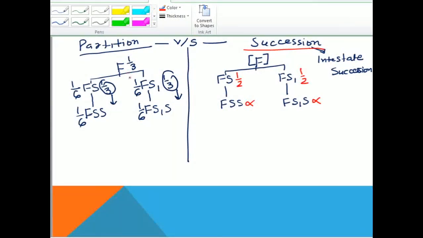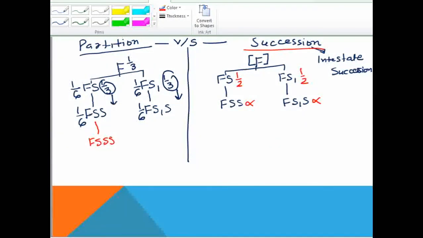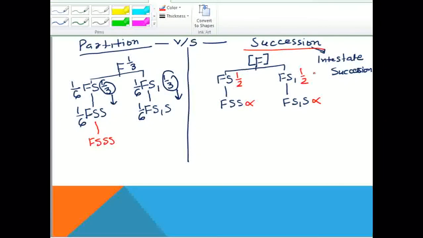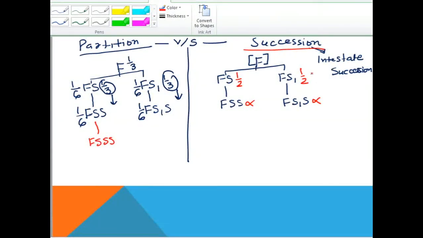In partition, 3 generations. Let's say if this Fs also had a son, then he also would have got this property. However, in succession, only the class 1 heirs will get the property, and if there is no class 1 heir, then the class 2 heir of the entry which is above will be preceded over the entry which is below. So this is the rule of succession.